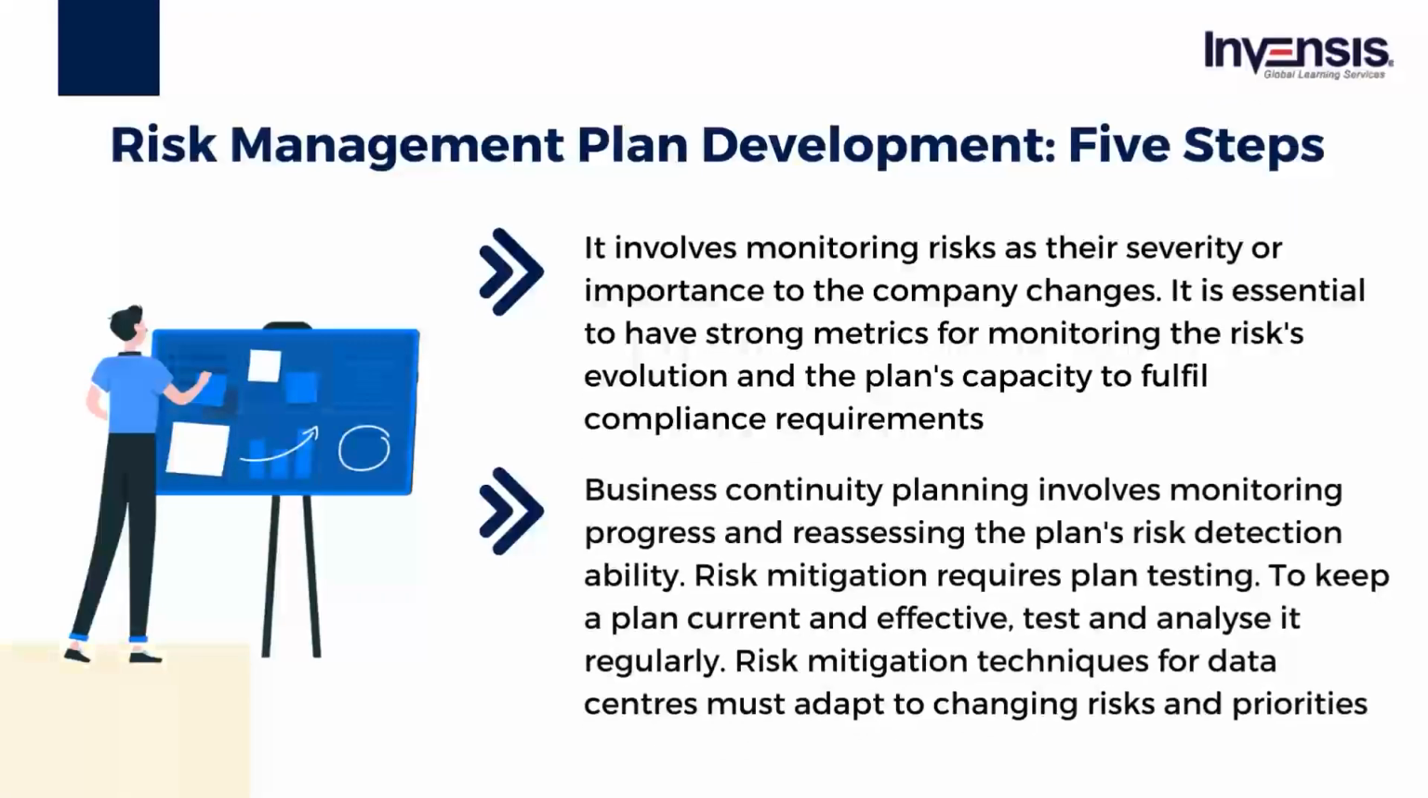Fourth is tracking risks. It involves monitoring risks as their severity or importance to the company changes. It is essential to have strong metrics for monitoring the risk's evolution and the plan's capacity to fulfill compliance requirements. Fifth is to implement and monitor progress, which includes re-evaluating the plan's ability to detect risk and modifying it as necessary in business continuity planning.